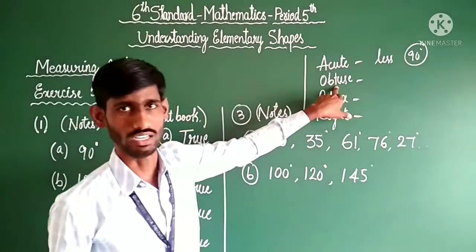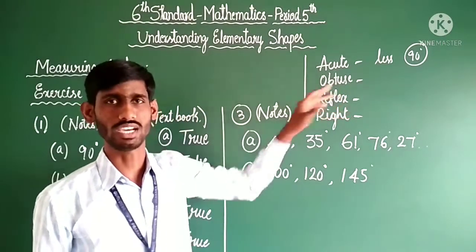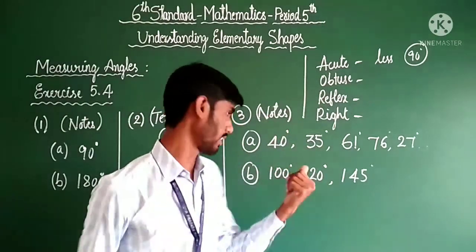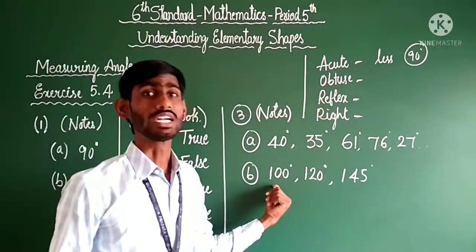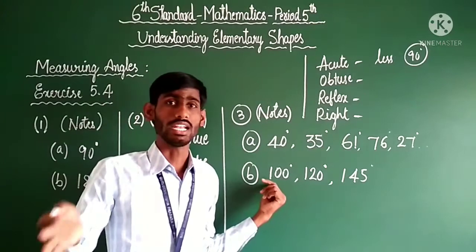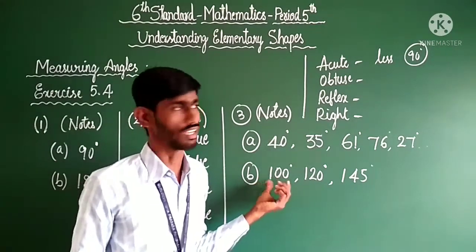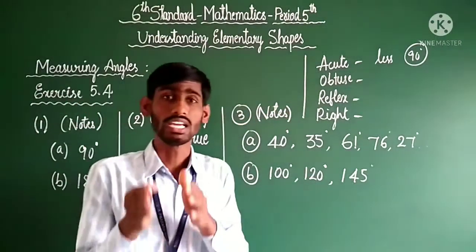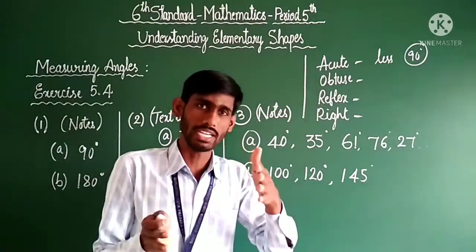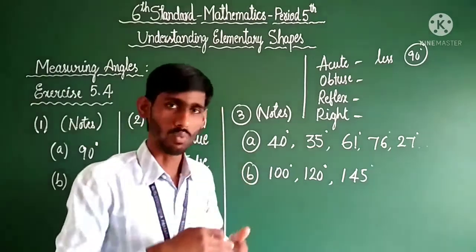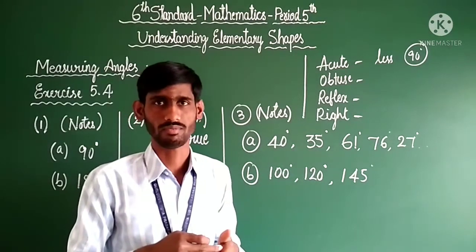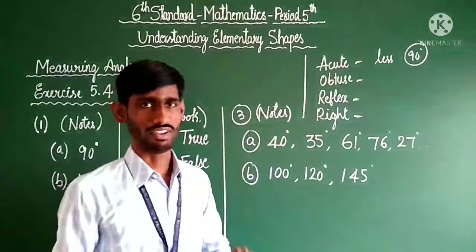Okay, obtuse angle. What is the measurement of an obtuse angle? Greater than 90 degrees. Observe B. Greater than 90 degrees and less than 180 degrees is called an obtuse angle. What about a reflex angle? Greater than 180 degrees and less than 360 degrees. Clear? That is a reflex angle.